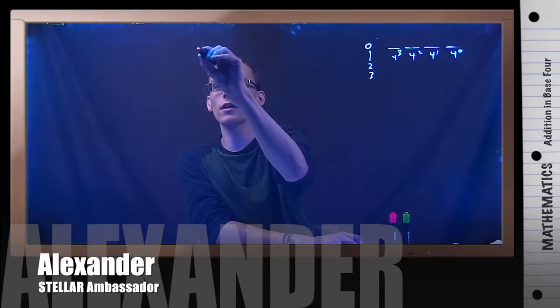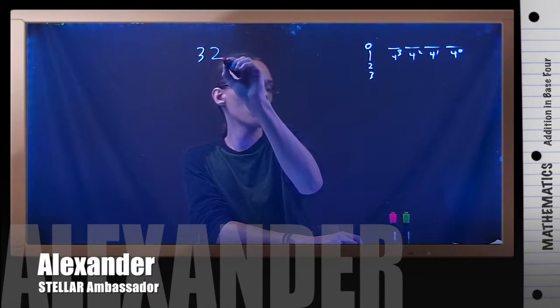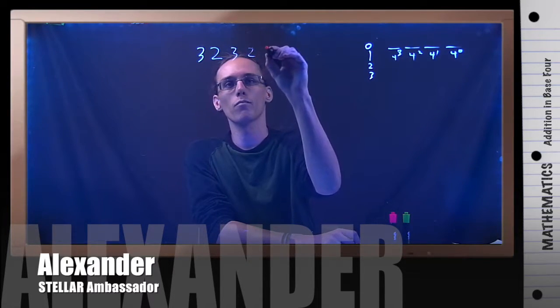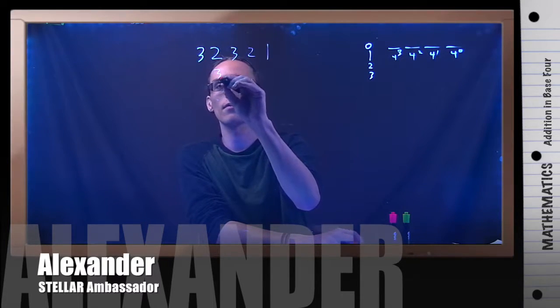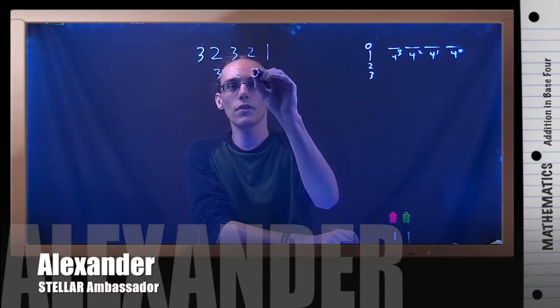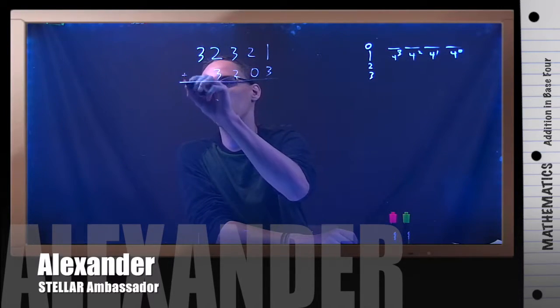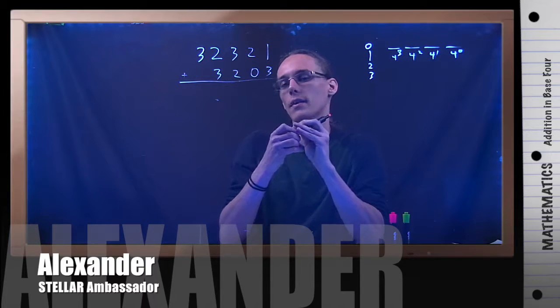So the two numbers I'm going to be adding, let me copy them up here, are 3, 2, 3, 2, 1. And I'm going to be adding that to 3203. Notice I'm very careful not to say things like 32,000, etc., because these aren't base 10 numbers, and I want to be careful about that.